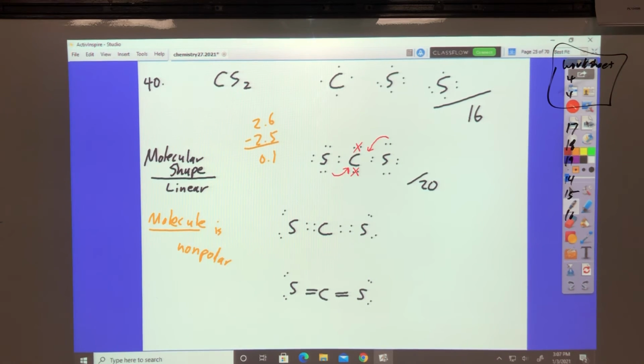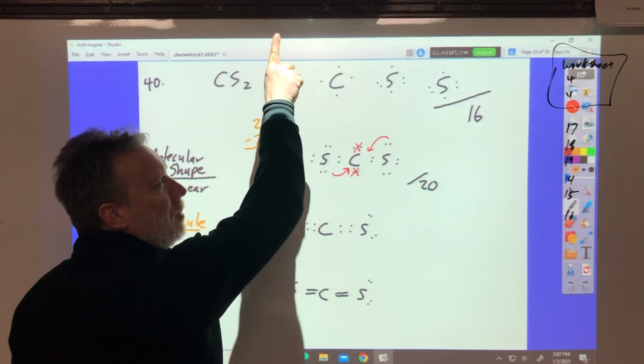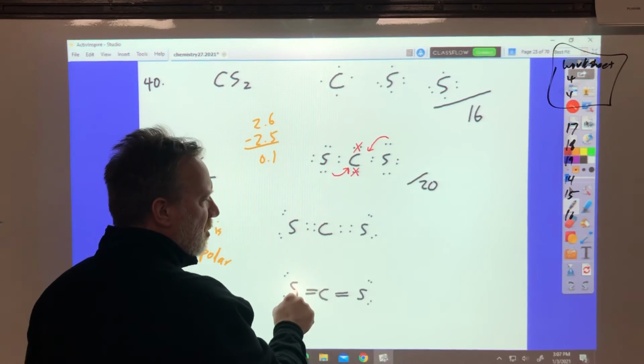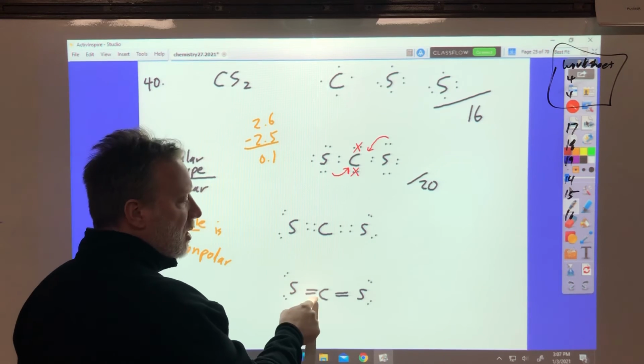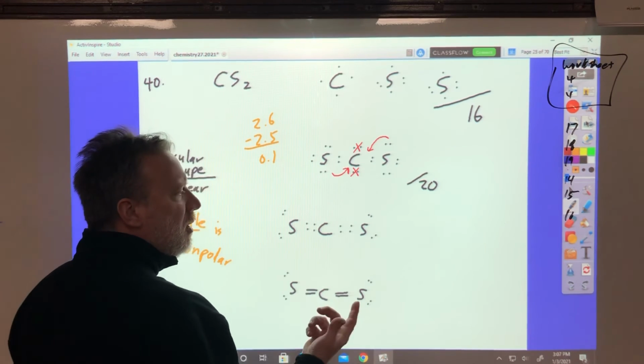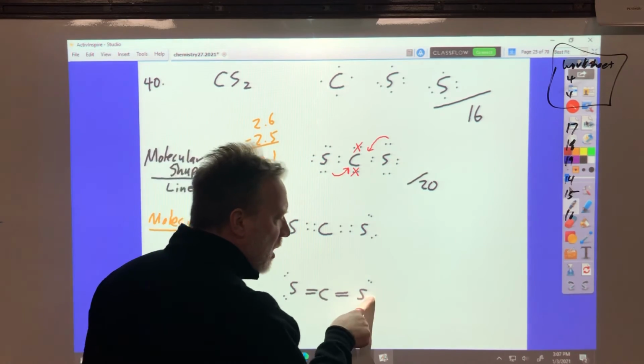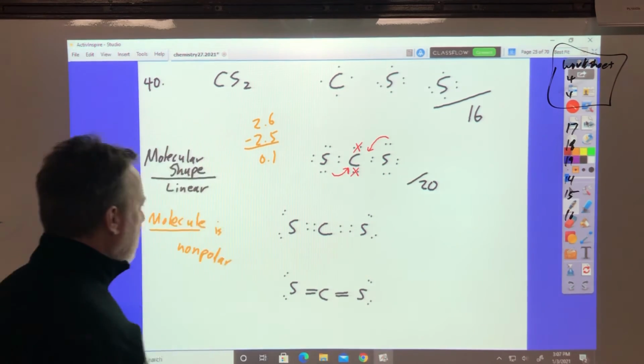Let's look at number 40 again. CS2. Same thing as oxygen's right above sulfur. So carbon dioxide has this same shape. A double bond to an oxygen, a double bond to an oxygen. Here it's CS2, so it's carbon double bonded to a sulfur, carbon double bonded to a sulfur. They're in a line.